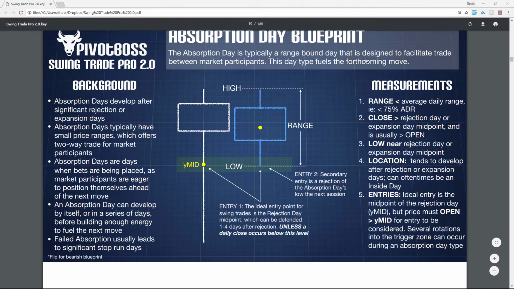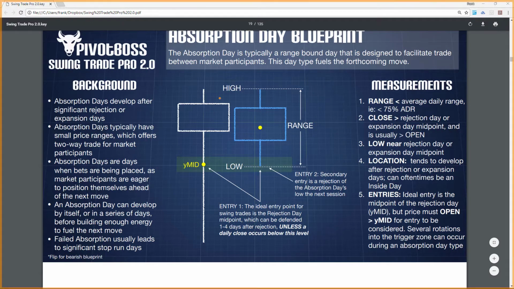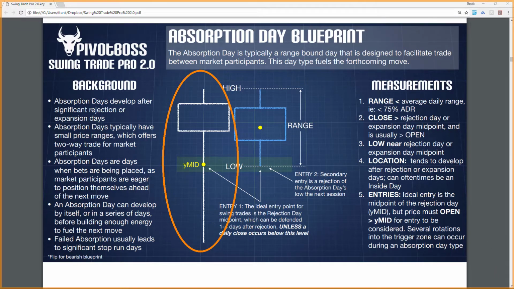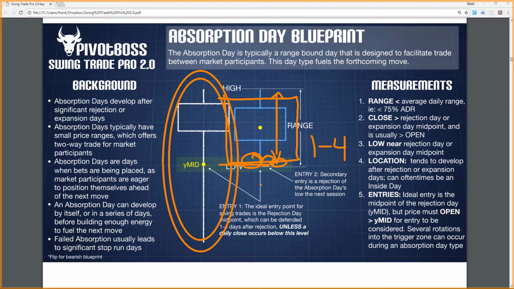So basically speaking, when you have a major rejection like this, the next day is designed to be a small range day that stays very, very close to this zone so that bulls can come up here and build a position, defend, and build a position throughout the course of the day or multiple days. Again, absorption can occur 1 to 4 days after rejection. This is day 1 absorption.